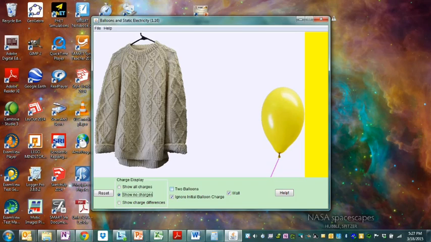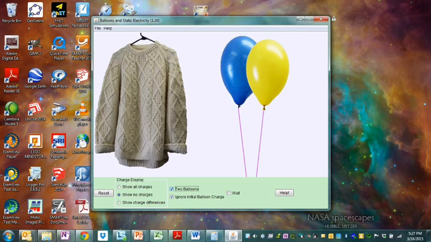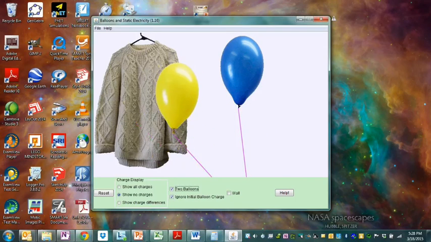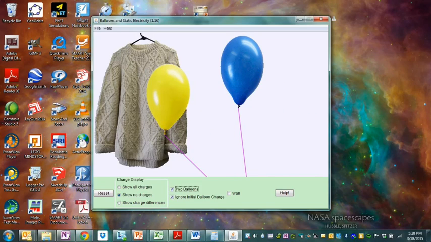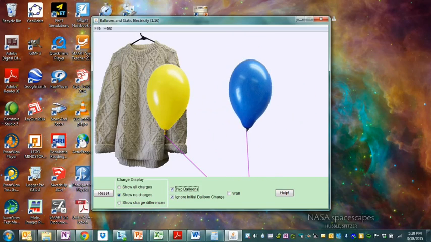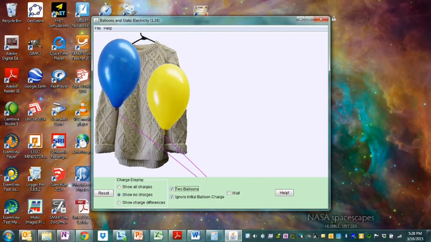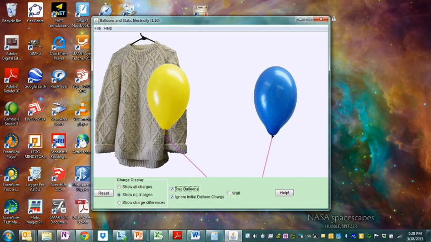Now, something really interesting happens when I decide to do this with two balloons. So let me reset my little simulator here, take my wall out, and add another balloon. I am going to rub this balloon on the sweater just a little bit and then move it over here. And of course, that balloon wants to go back to the sweater every time I release it, like right now. And I'm going to take this other balloon, rub it on the sweater a little bit, and put it over here.